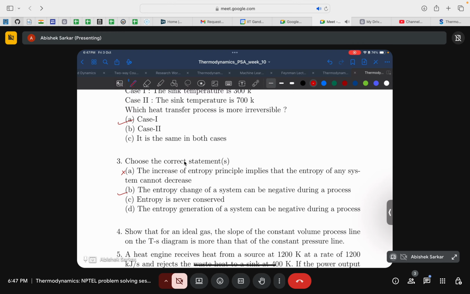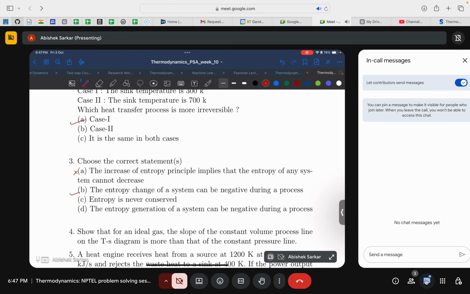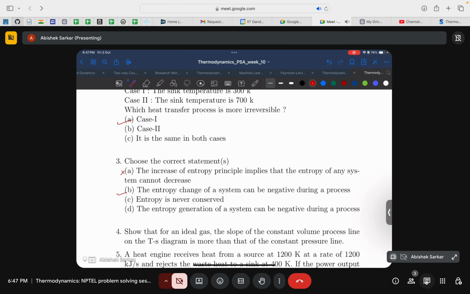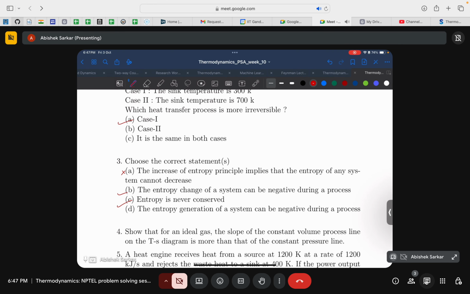Statement C, yes, C is absolutely correct because entropy is never conserved. Conservation would mean, like energy is conserved, that whatever energy input you give has to be conserved by the very first law of thermodynamics. The net heat input is equal to the net work output plus the net change in internal energy. So the net energy of the system is conserved.